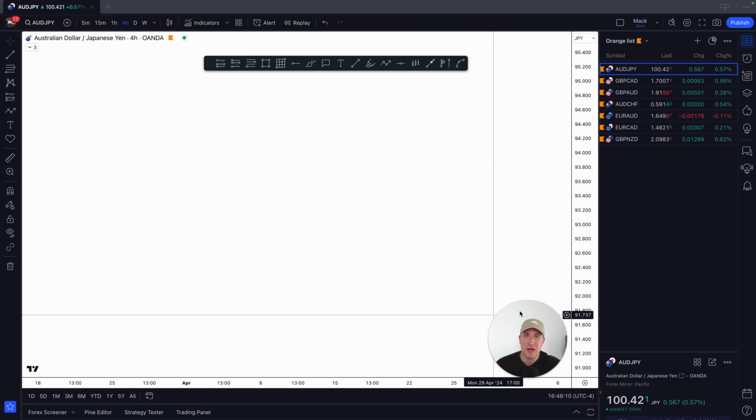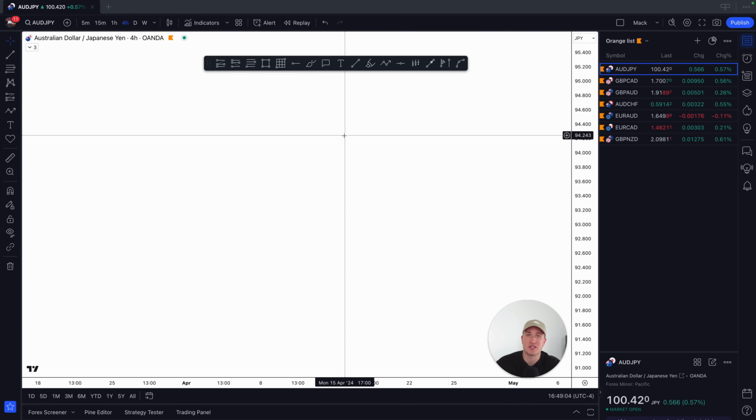So I'm going to show you a drawing of what the entry model is, and then I will go on the live chart and show you the exact trade that I took. So I'll show you the variation that I'm talking about right now.